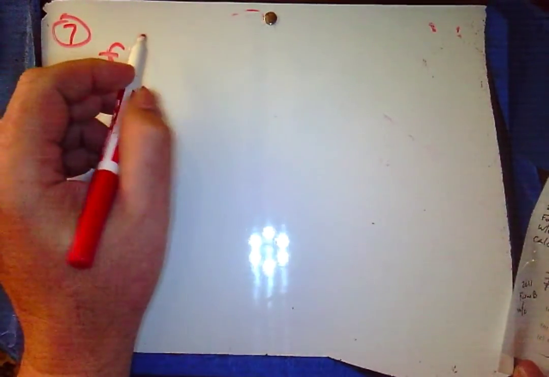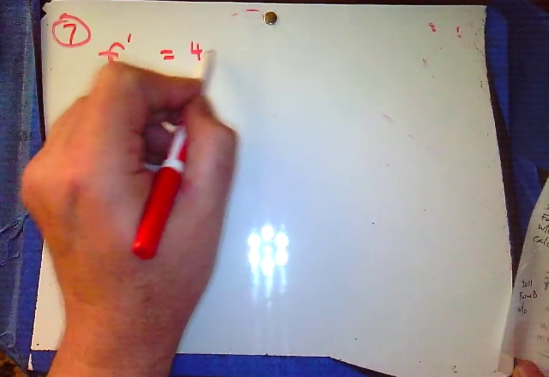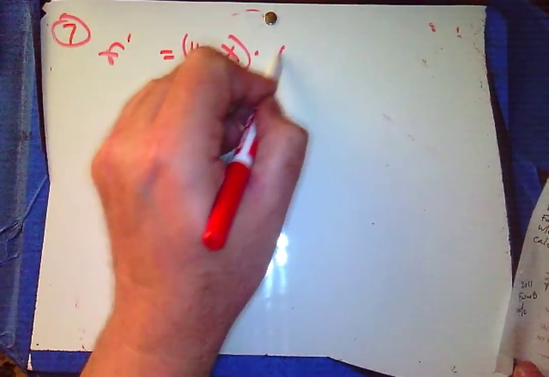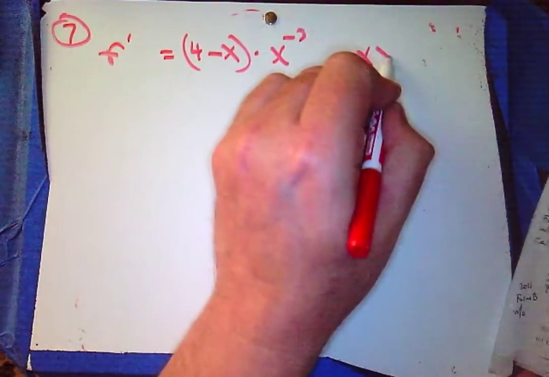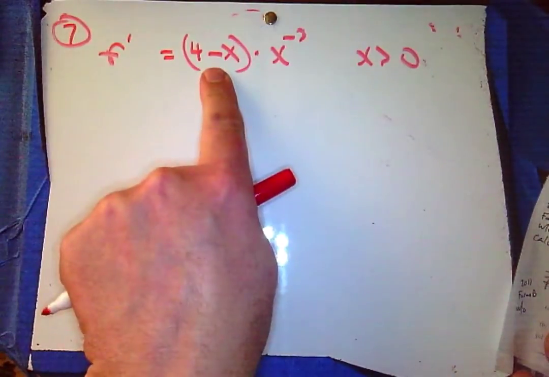And our last problem in AP 16 is: consider the differentiable function f with domain of all positive real numbers. It is known that f prime is (4 minus x) times x to the minus 3 for x greater than 0. Find the x-coordinate of the critical point. There's only one, and it's at 4.